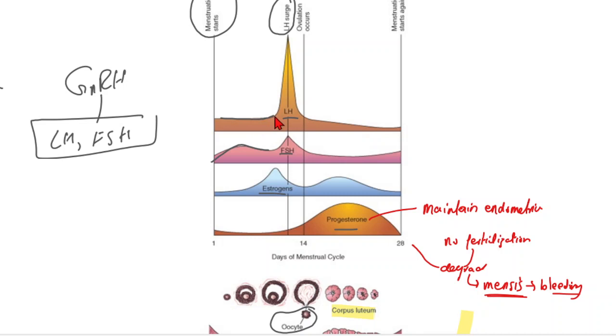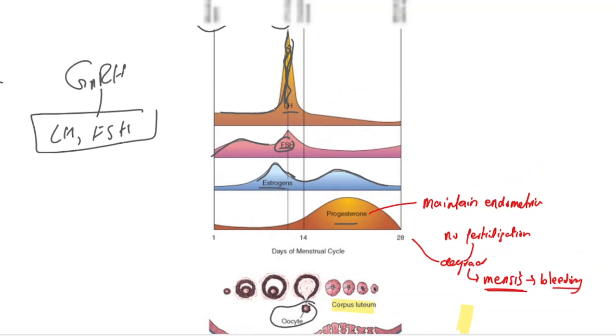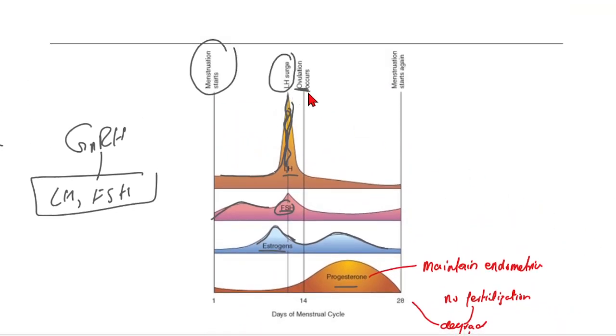LH is increased, but during ovulation, the LH surge occurs. At the LH surge, LH increases so much, due to which ovulation occurs, and FSH is increased a little bit. The estrogen level also increases. At this level all these things increase, but LH increases so much. Now estrogen remains, and progesterone rises after the ovulation.